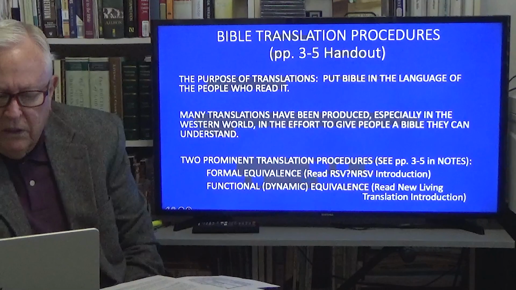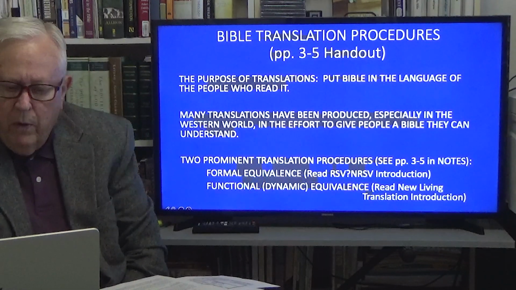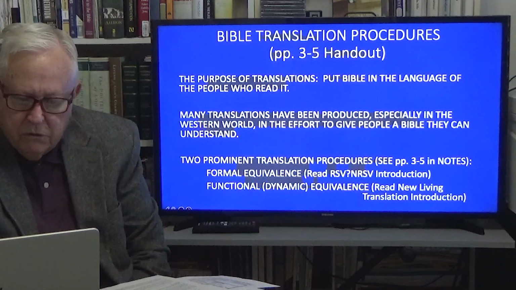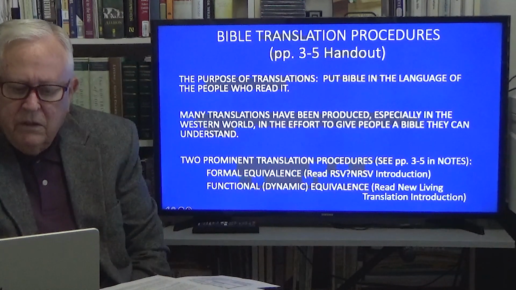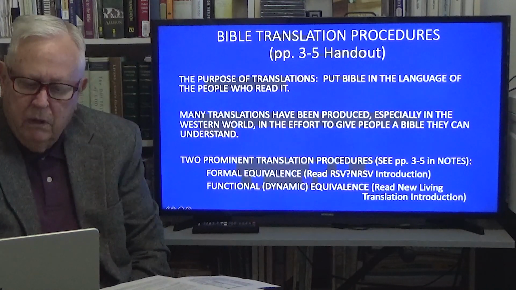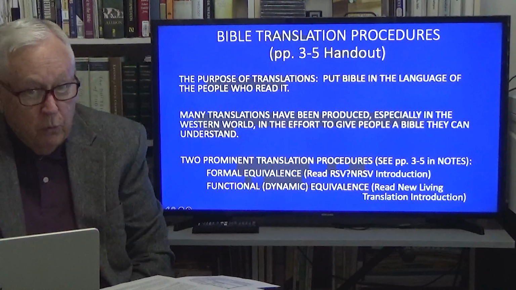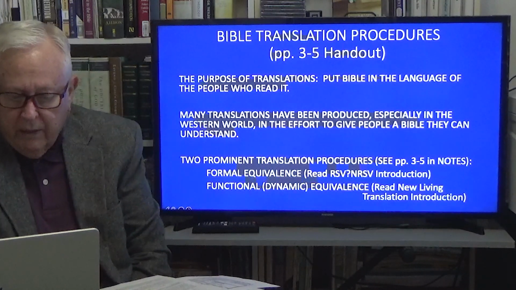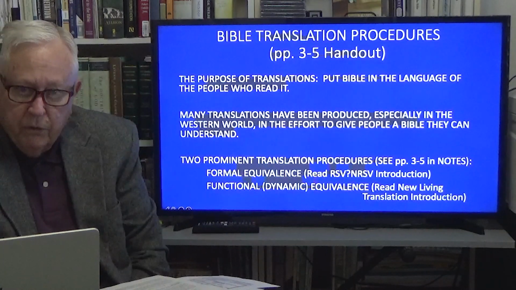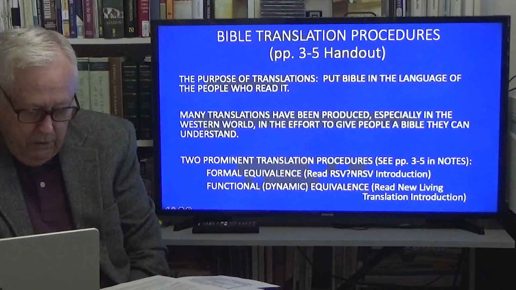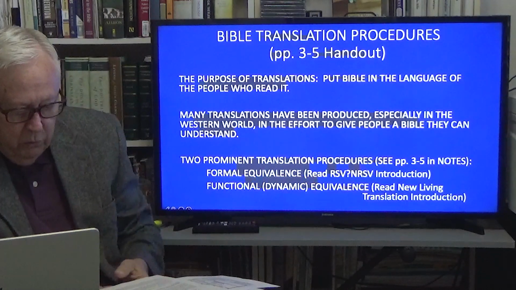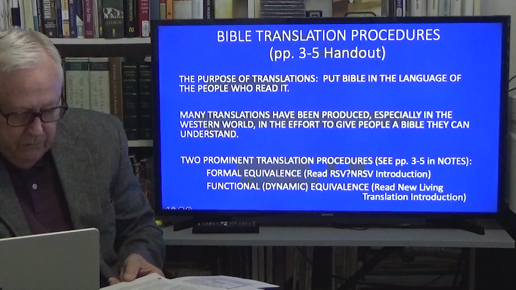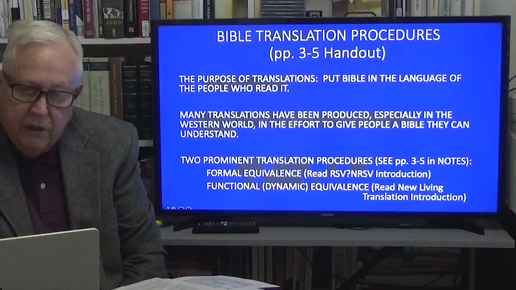Two prominent translation procedures, and these are well documented, and I'll mention that to you. Formal equivalence and dynamic or functional equivalence. The word functional is the word that's used mostly now. Dynamic was a word that was used early on when it came out. And I'm going to tell you what some of those versions are and explain a little more to you about formal equivalence and functional equivalence. On page 3, in the middle of the page, there are two prominent translation procedures.